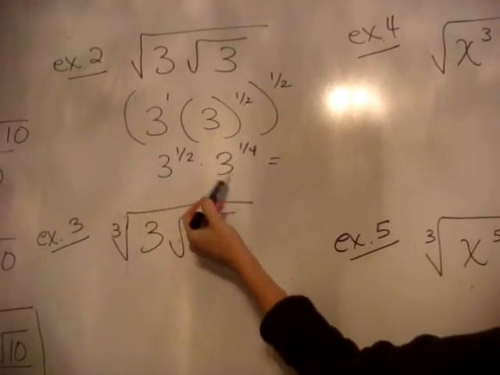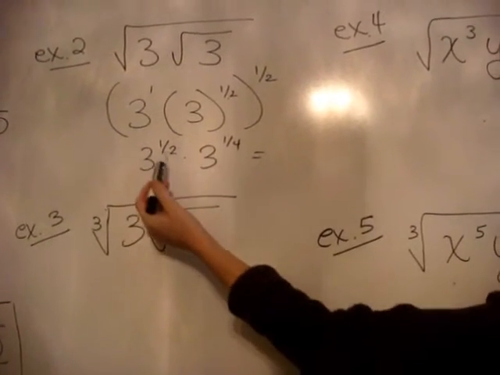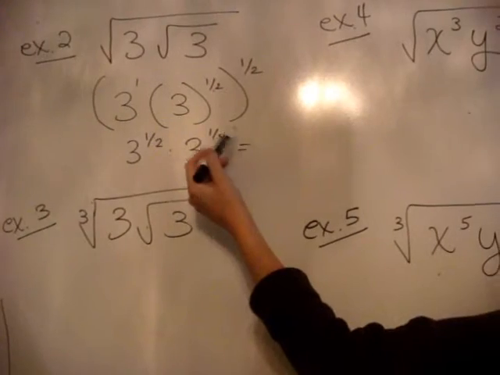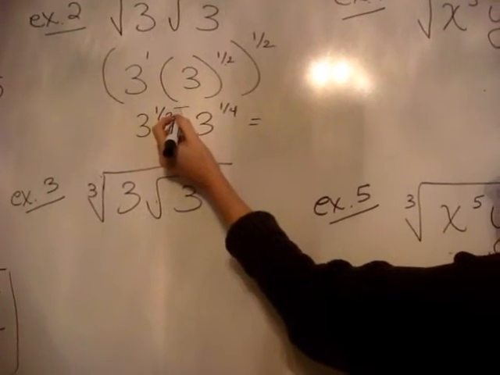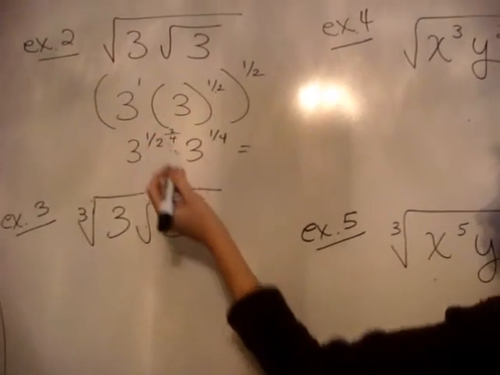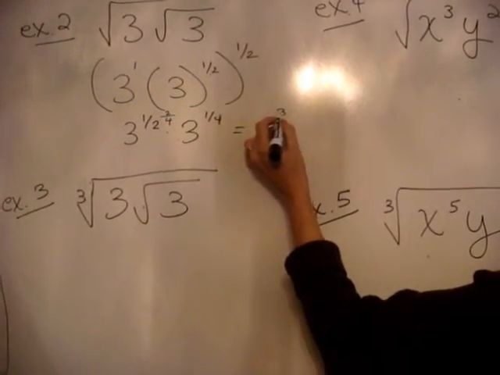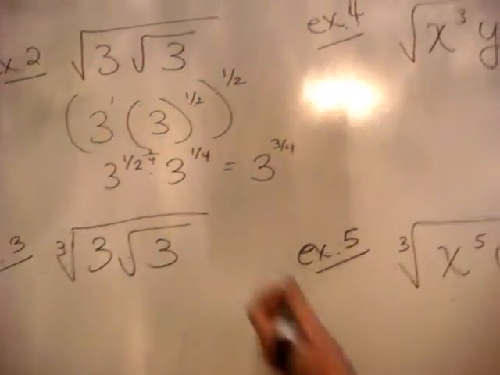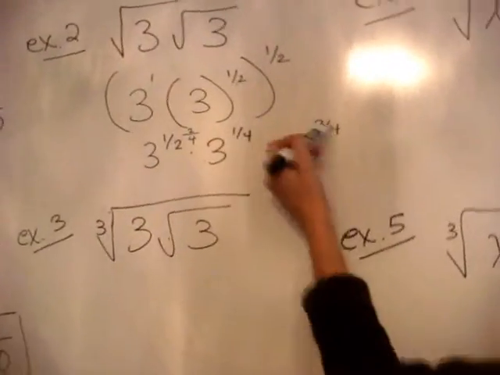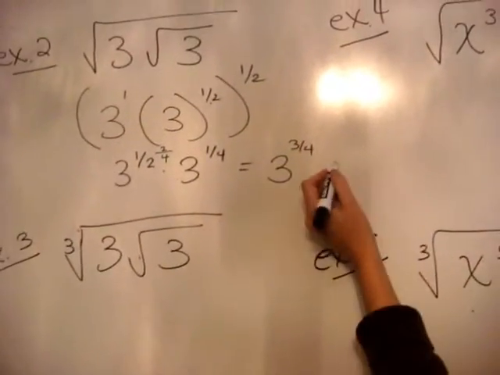Now we have the bases are the same. If the bases are the same, we're going to add the exponents. So I'm going to make the denominators the same. So this is going to be 2/4. So the answer is 3 to the 3/4. Okay, so the bases are the same. We added the exponent, so we get 3 to the 3/4 power.